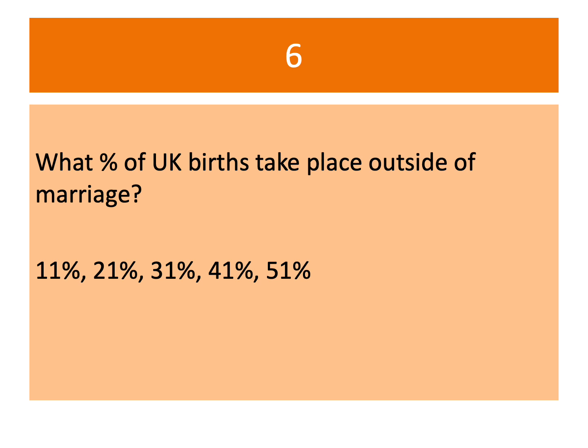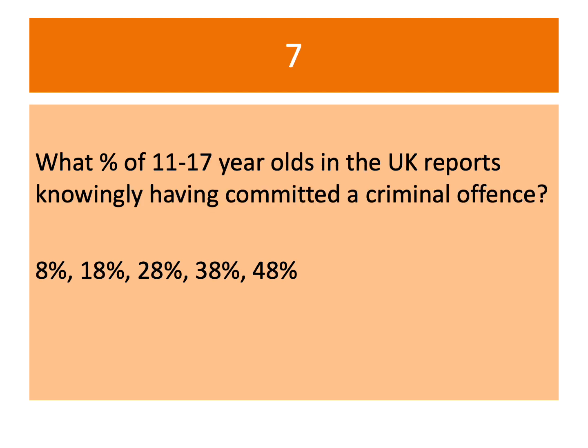Moving on, the penultimate question, number 7. What percentage of 11 to 17-year-olds in the UK reported to a survey knowingly having committed a criminal offence? 8%, 18%, 28, 38, or 48% of young people admitted to knowingly having committed a criminal offence to a survey.